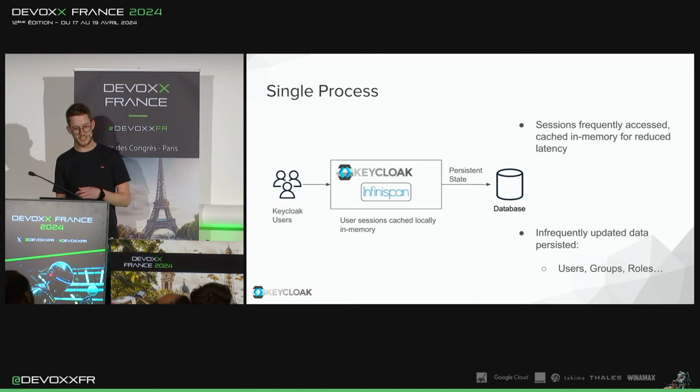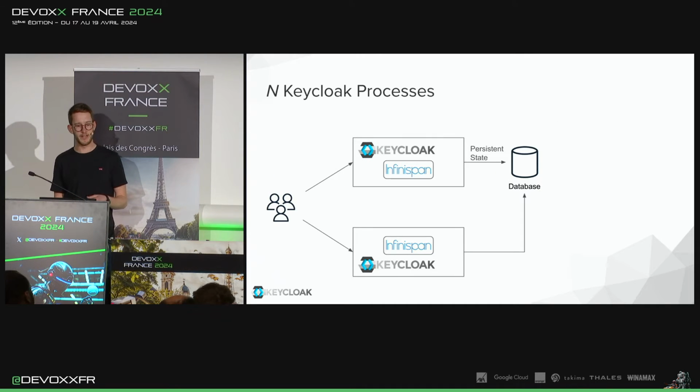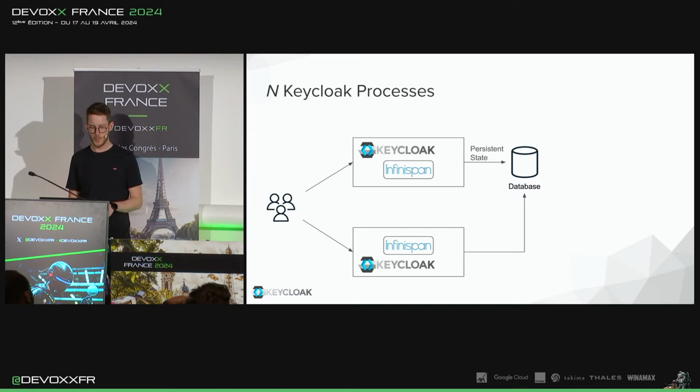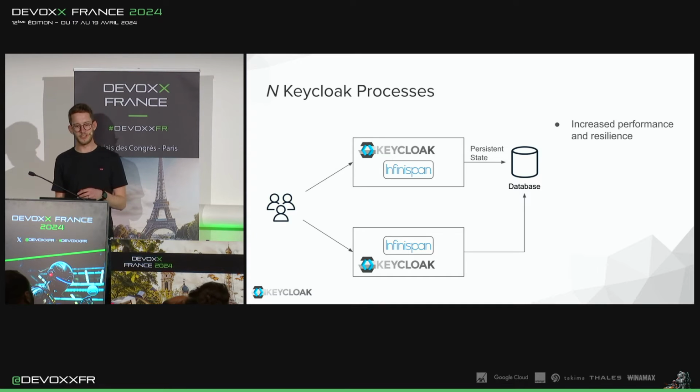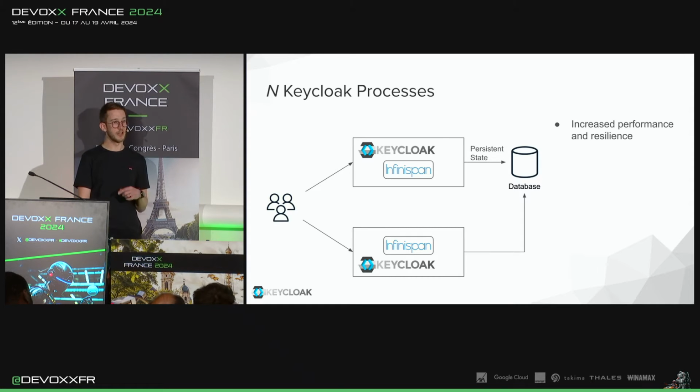So typically what we see in production is what I'm going to refer to here as the N-Keycloak processes model. In this diagram, hopefully you can see we have 2 Keycloak processes, but this could be 2, 5, 10. This architecture horizontally scales quite well. So the idea is that we're increasing performance because you now have multiple processes able to handle the user requests, and you're increasing resilience because if one process goes down, another one can take over. However, this architecture isn't without its own challenges.